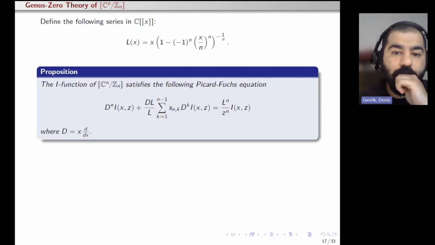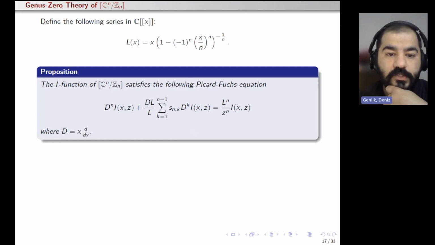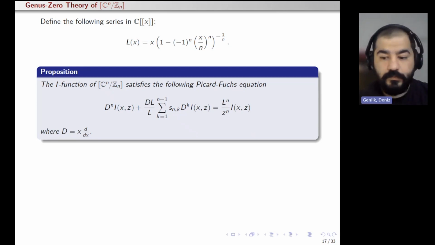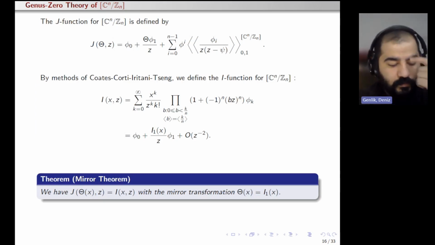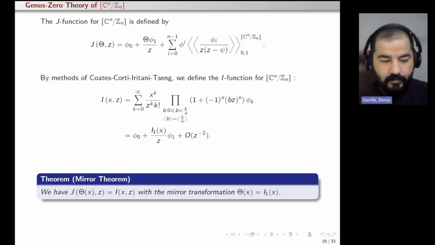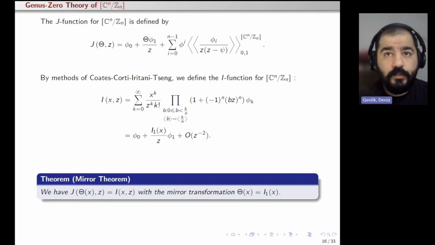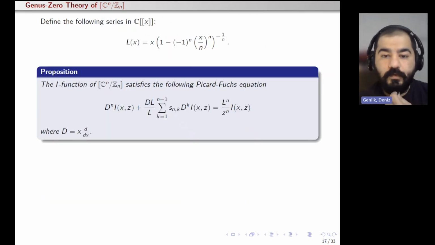This I function satisfies the following differential equation, and this formal power series L appears naturally in the differential equation. The way to prove such a mirror theorem requires an understanding of something called Givental's Lagrangian cone. Givental gave this formalism of genus zero theory through a symplectic vector space and a Lagrangian in it. This Lagrangian has some strong properties, and there is a process called Birkhoff factorization, where you use the properties of this Lagrangian cone.